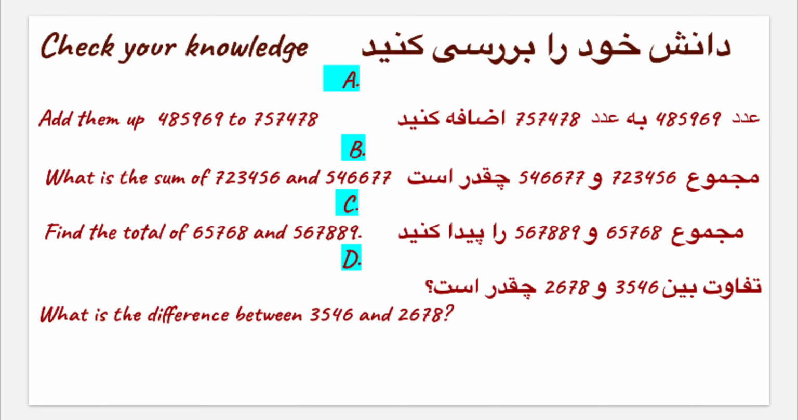757,478. B, what is the sum of 723,456 and 546,677? Question C, find the total of 65,768 and 567,889. Question D, what is the difference between 3,546 and 2,678?